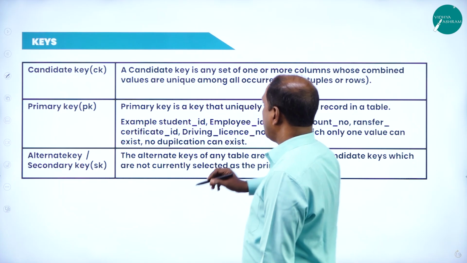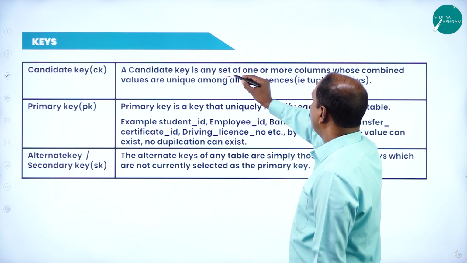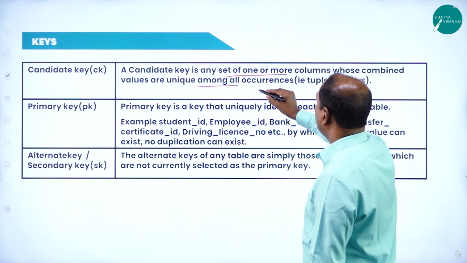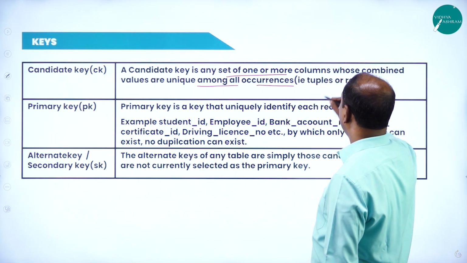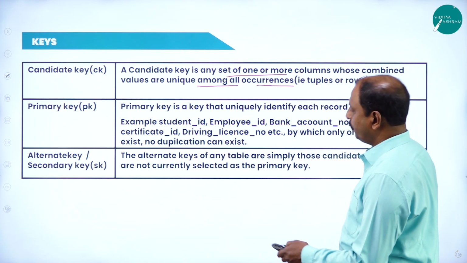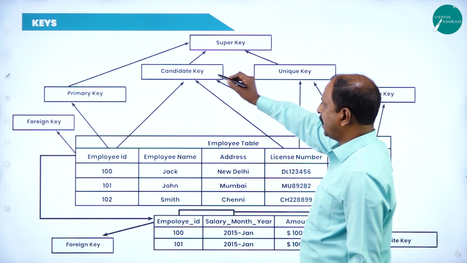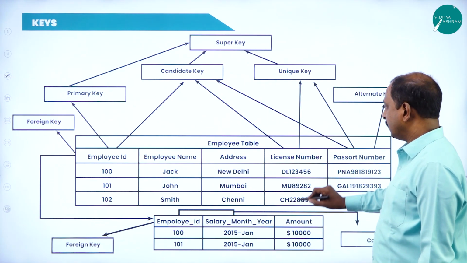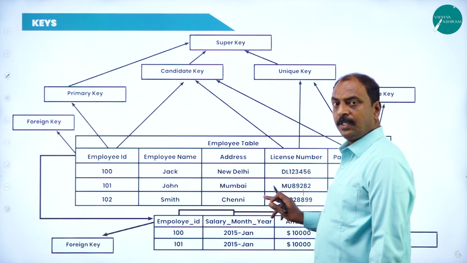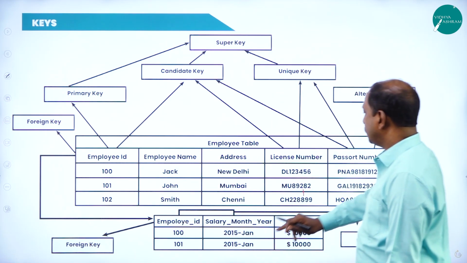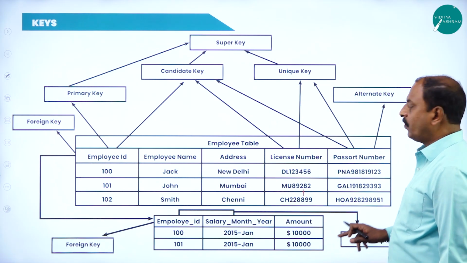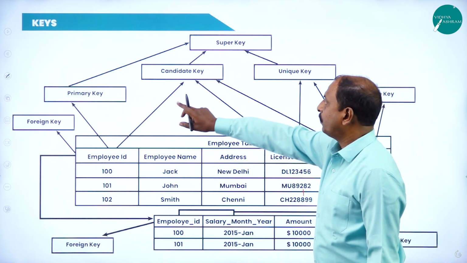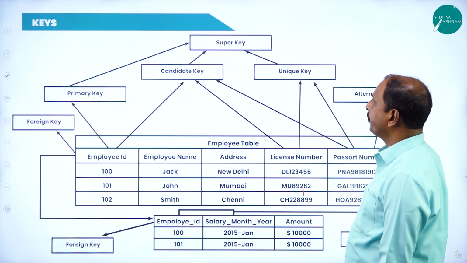One is the candidate key. It is any set of one or more columns whose combined values are unique among all occurrences, or records or rows. So what is this candidate key? Here employee ID is unique in a table and license number is unique in this table. For all the employees, license number is unique. Similarly, for all the employees, passport number is unique. So these together form candidate keys.